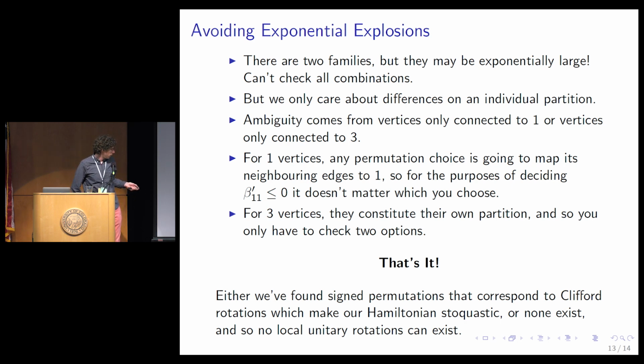And so that's it. Either we've found some signed permutations that correspond to single qubit Clifford rotations, which put our Hamiltonian into a stochastic form, or no such signed permutations exist. And it follows from a lemma that I prove in the paper that no local unitary rotations can exist either.